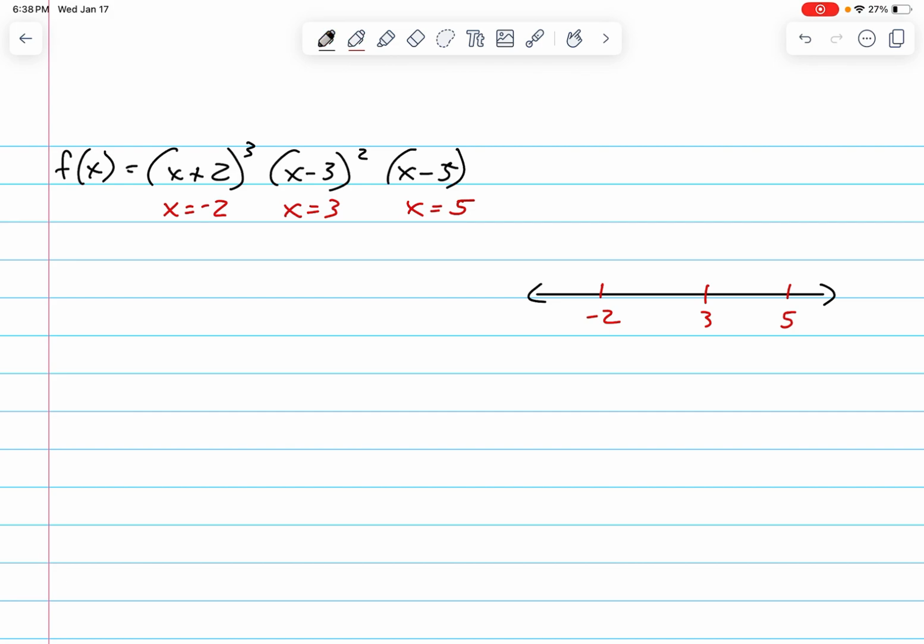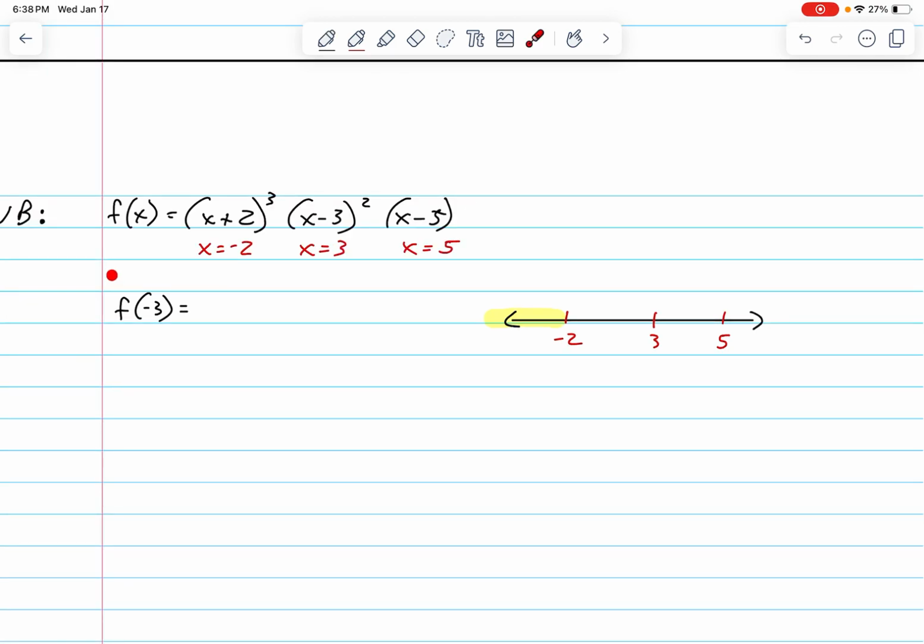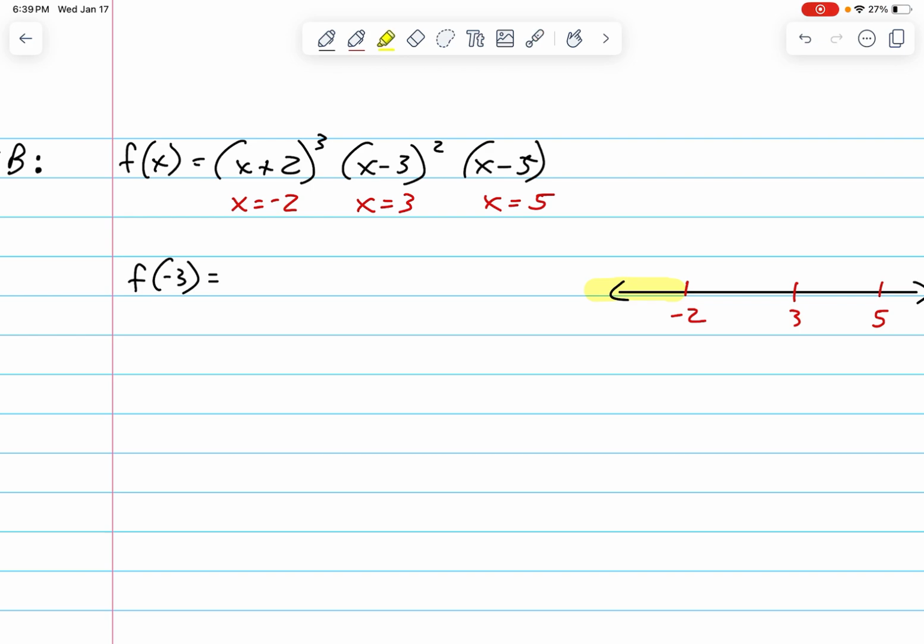We want to pick test values. So the first value I'm going to look at is what would be a number that falls in that yellow range, less than -2. And let's say I pick -3. I'm going to plug the -3 into this factor, then this factor, and this factor, and see if I come out positive or negative. So if I plug in a -3 to the first part, I would get a negative cubed, that's in the first factor.